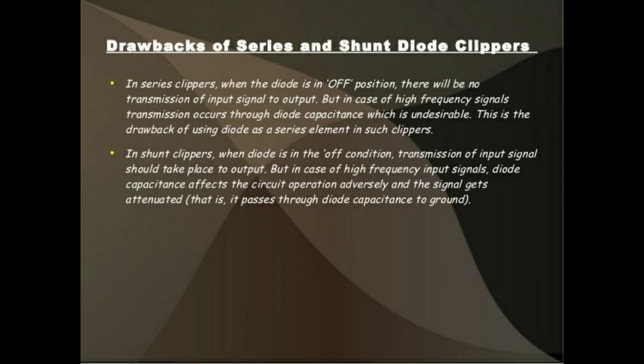Next part is, there are disadvantages in shunt and series diode clippers. What are the disadvantages? When the diode is in off condition, if you want to transmit a high frequency signal, it cannot pass, because capacitance takes place. When the capacitance takes place, it produces high capacitance, so the circuit will get damaged. These are all the disadvantages of the series and shunt diode clippers.